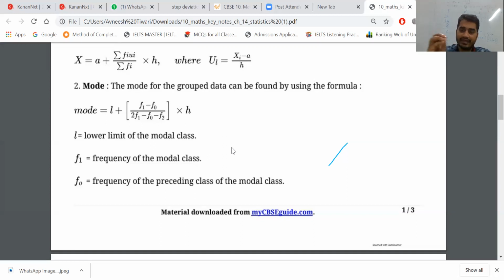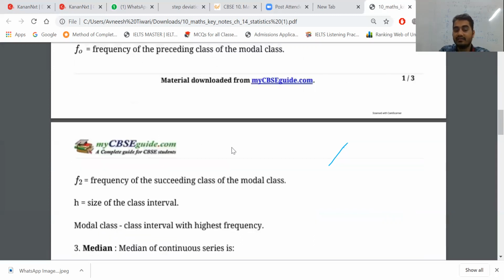The modal class is the class which has the maximum frequency. You can see, the class interval with the highest frequency. Remember the words highest frequency. That can be the first class, or the last of the group, or in between, in the middle, anywhere. What we have to do is find out the maximum frequency. Remember this word, maximum frequency, that will be your modal class.